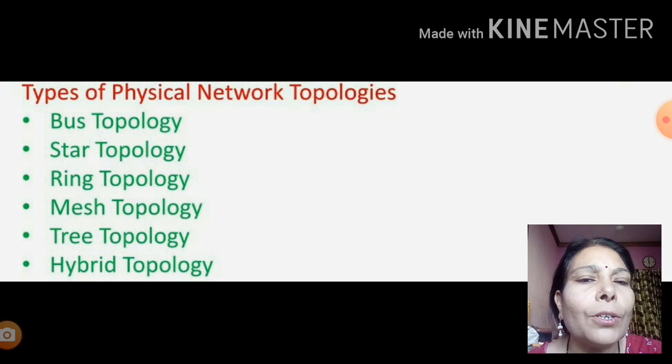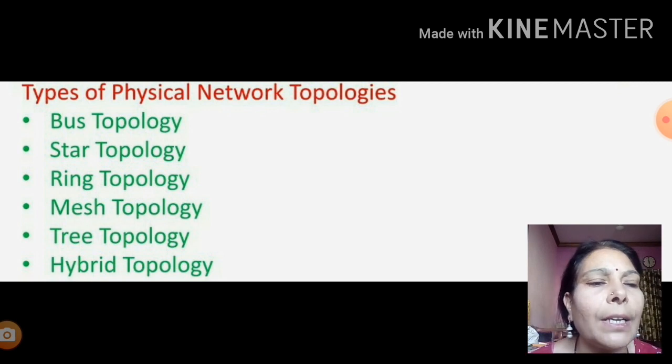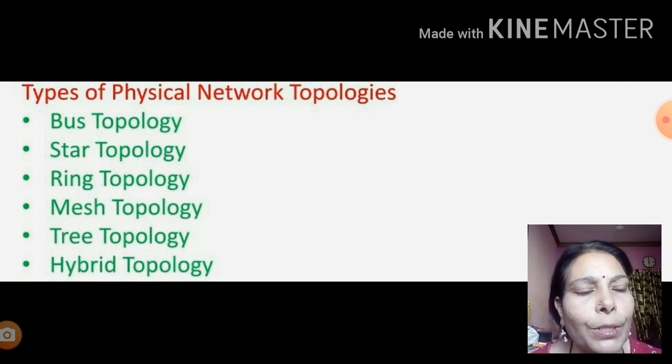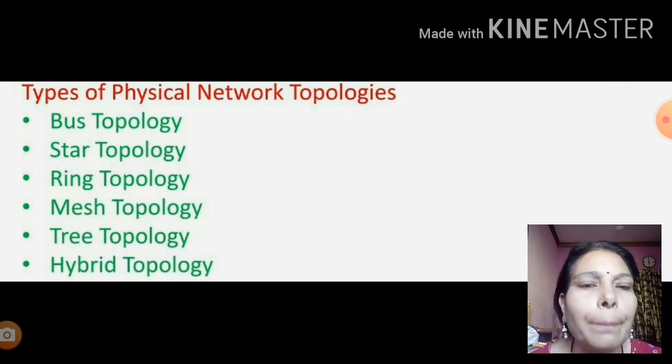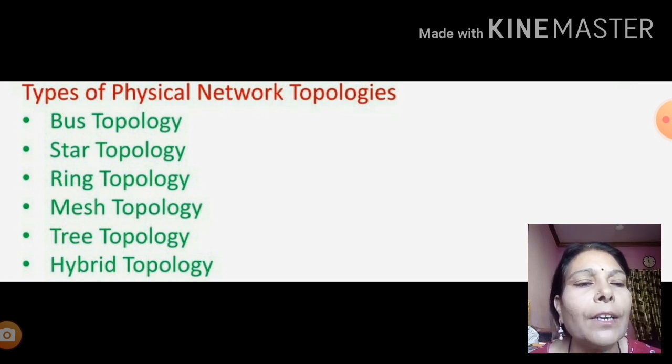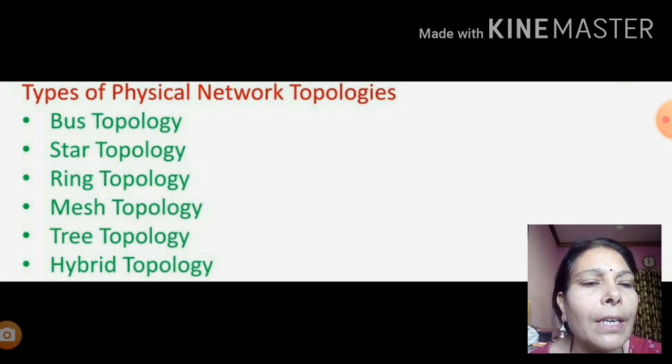Based on all these configurations and patterns, there are different types of topologies. Mainly six types of topologies are there: bus topology, star topology, ring topology, mesh topology, tree topology and hybrid topology. Each topology has a different pattern of connecting the nodes, with its advantages and disadvantages. How they are connected, what the diagram is, what the configuration or pattern is in which the nodes are connected, and their advantages and disadvantages, we will see one by one.